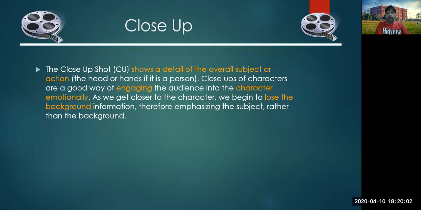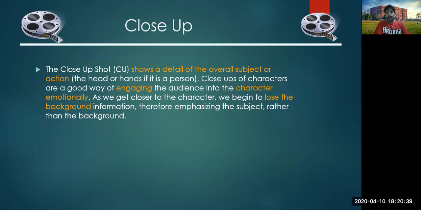So the close up shot basically shows a detail of the overall subject or action. The head or hands, if it is a person. Close-ups of characters are a good way of engaging the audience with the character emotionally. As we get closer to the character, we begin to lose the background information, therefore emphasizing the subject rather than the background. So that means when you want to connect your audience with your subject emotionally, if there are certain emotions on the face of your character or your interviewee, you need to go closer.